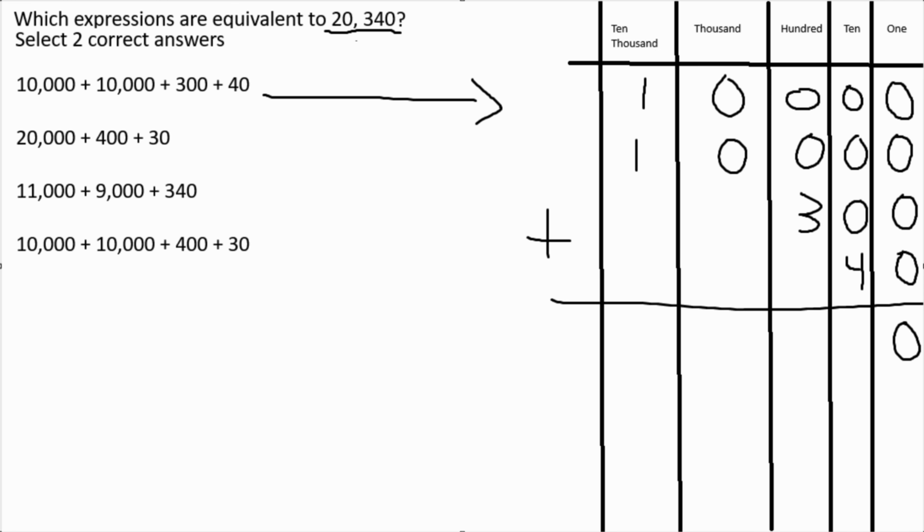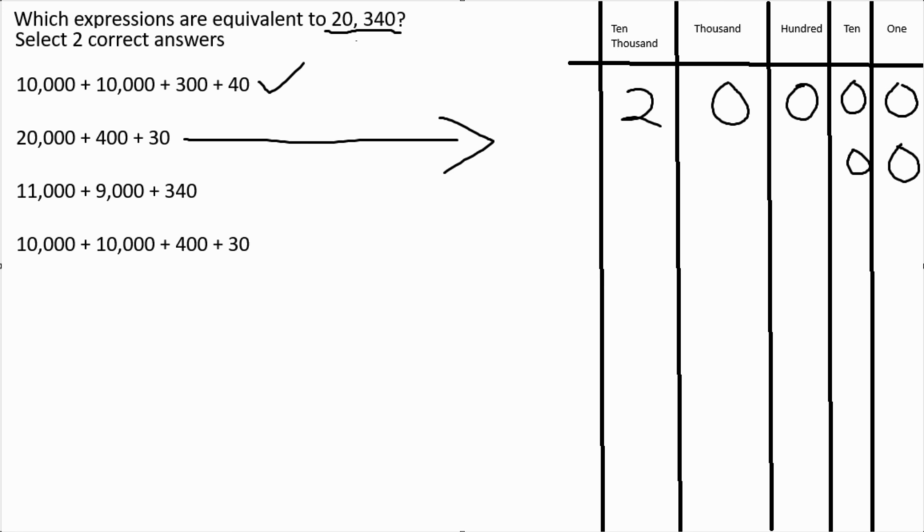So we're going to add this together. We get a 4 in the tens place, a 3 in the hundreds, a 0 in the thousands, and a 2 in the 10,000s. This matches with our answer, so this is correct. This matches the number in our question. All right, let's look at our next answer choice.